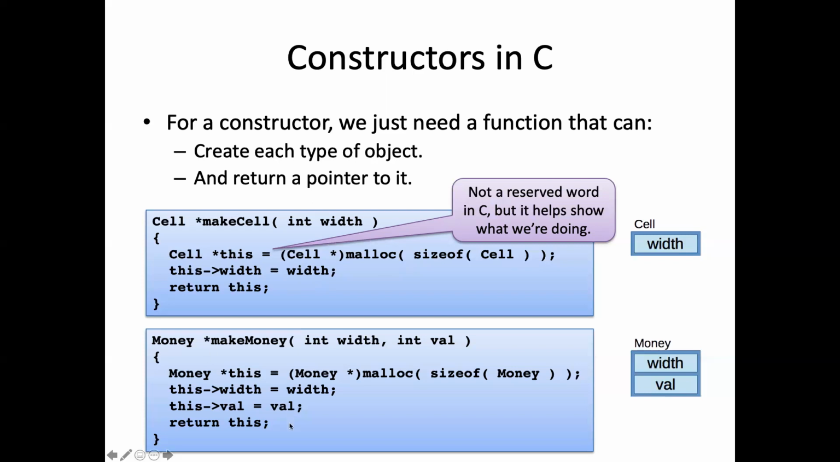Down here, we do the same thing for the subclass. If you ask to make a money object, you have to give me both the field that the superclass needs and this extra field that the subclass needs. We'll allocate enough memory to store both of those. We'll fill in both of those fields and then return a pointer to the money object. So this is what constructors for these two things look like. Notice we are returning the objects not by value, but by reference, by pointers.